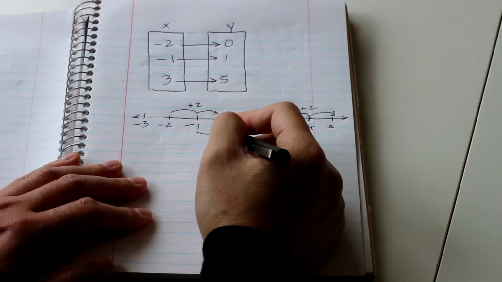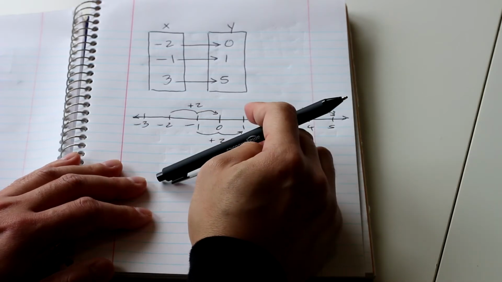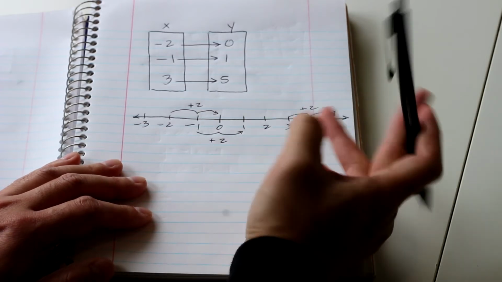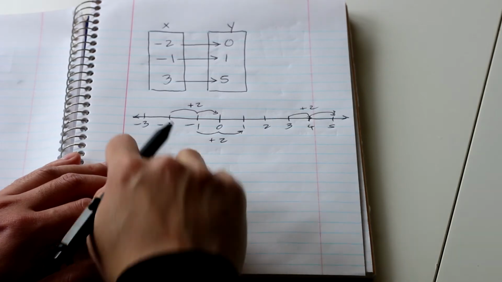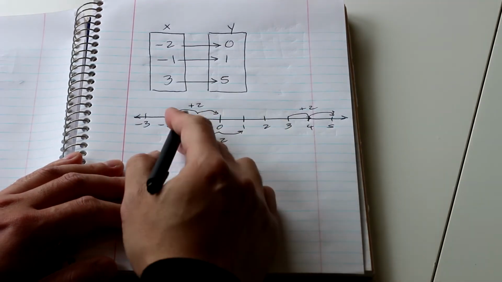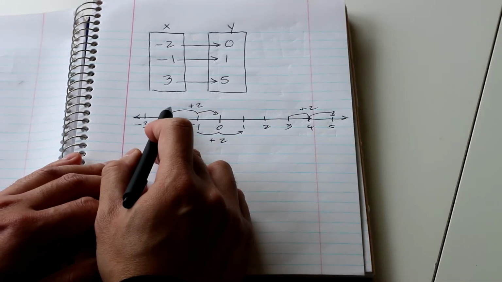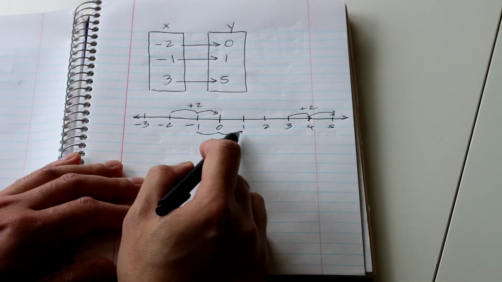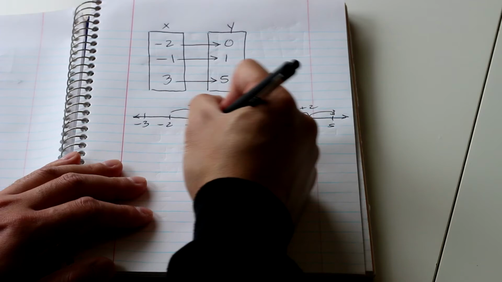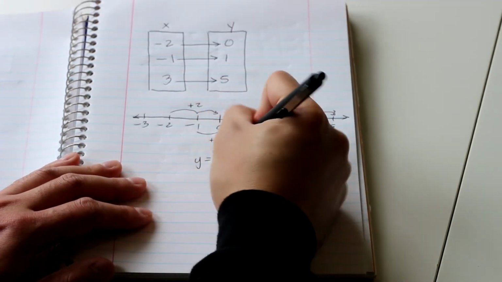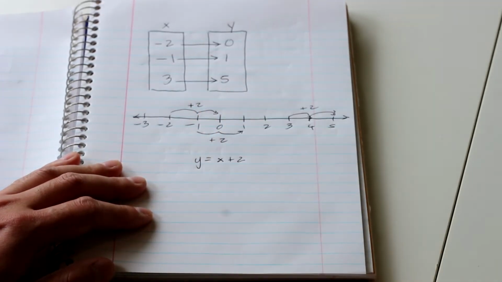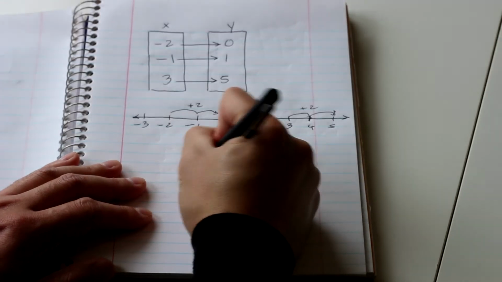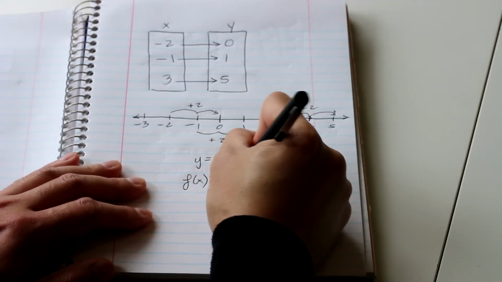If I were to go left twice, what do you think that would be? It'd be subtraction, that's right. But since I'm going from left to right, it's addition. So as you see here, whatever we do to x, we add 2 to get y. So y is equal to x plus 2. And we could write that as f of x equals x plus 2.